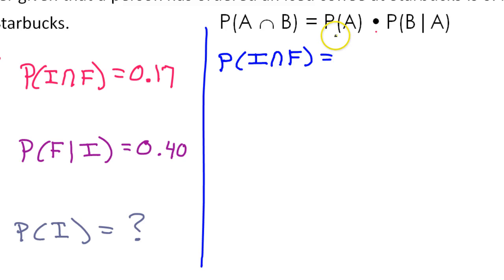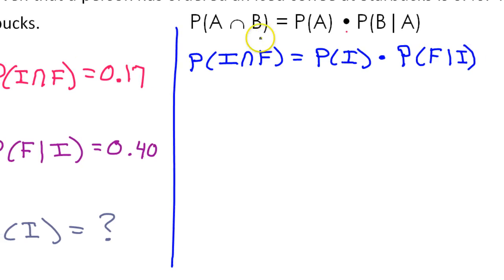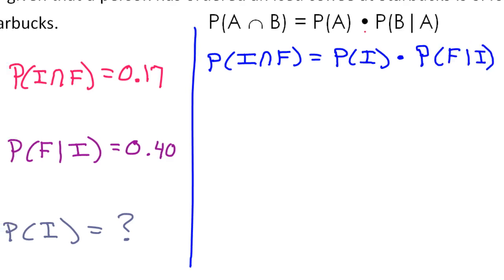Instead of writing the probability of A, I'm going to write the probability of I, times, and instead of writing the probability of B given A, I'm going to write the probability of F given I. But you can see that it fits the same pattern. So we are given two of these things, and we're supposed to find the third. So let's just put the numbers in.